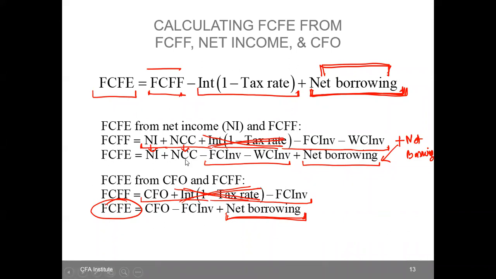Have you got the reason why net borrowing is added? This net borrowing is available to the equity holders. Firms use debt for making payment to the equity holders, and that is the reason why net borrowing is added. Now, if you understand this, let me ask you a follow-up question to finish the class.